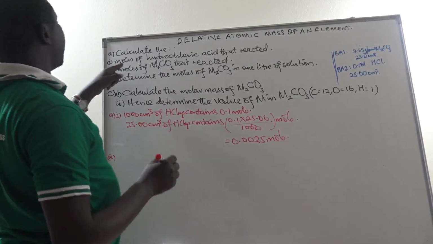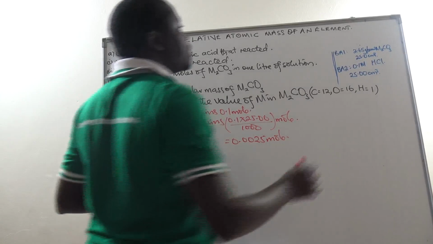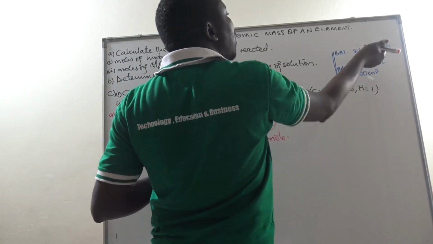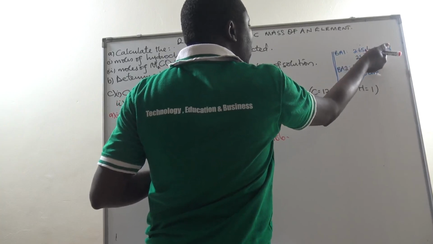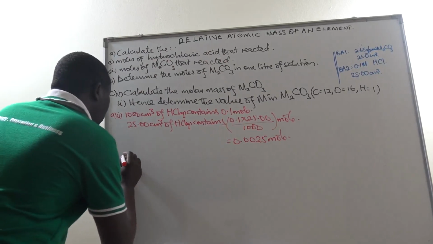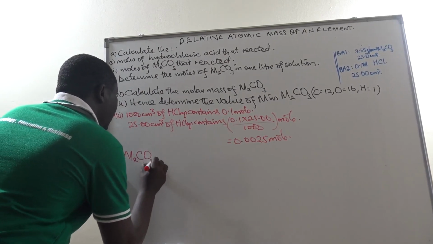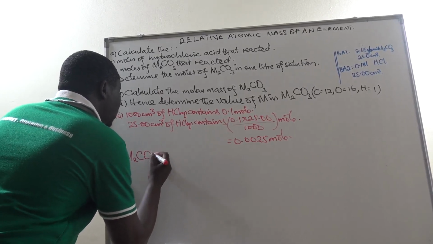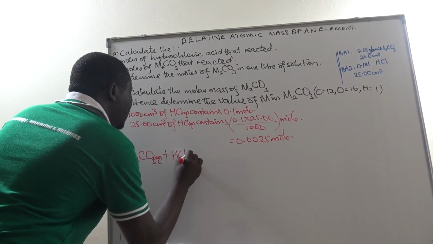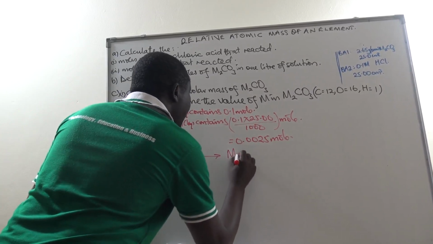We should also calculate the moles of M2 carbonate that reacted. Where is the problem? The problem is M. We don't know what M is. So we are going to borrow the number of moles from hydrochloric acid using the mole ratio, which comes from the equation for the reaction. So we have to write the equation for the reaction between M2 carbonate solution and hydrochloric acid. And we get, in this case, M chloride.